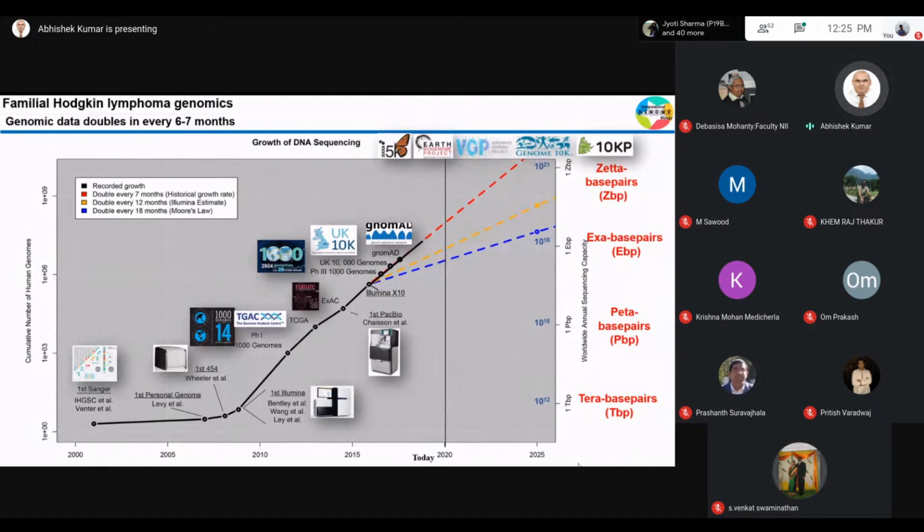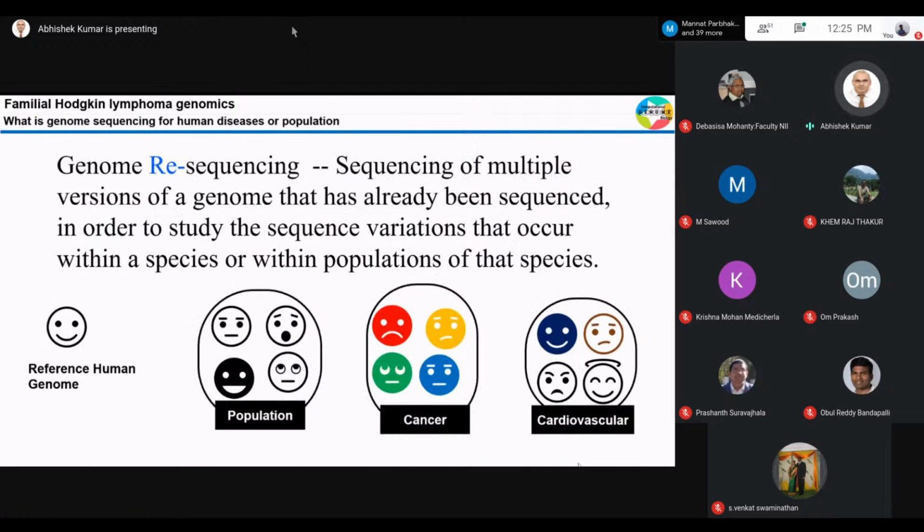And do we have the computing power? Do we have the human skills? And so we are growing those skills. While doing so, we have developed several projects. But one of the projects which is very interesting, Hodgkin's lymphoma, I'm going to discuss.